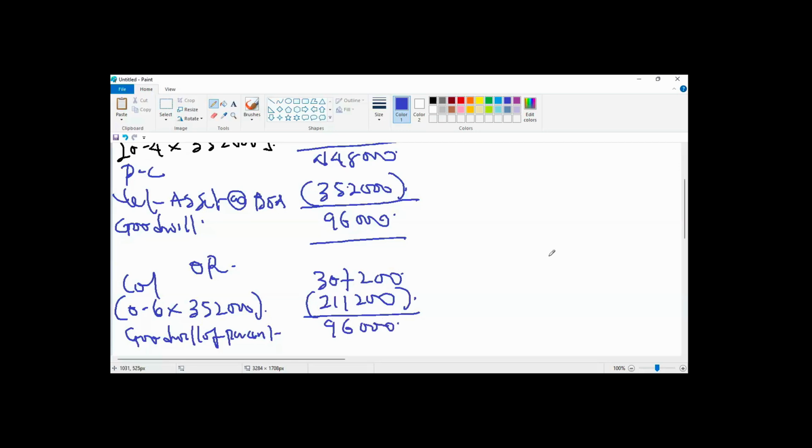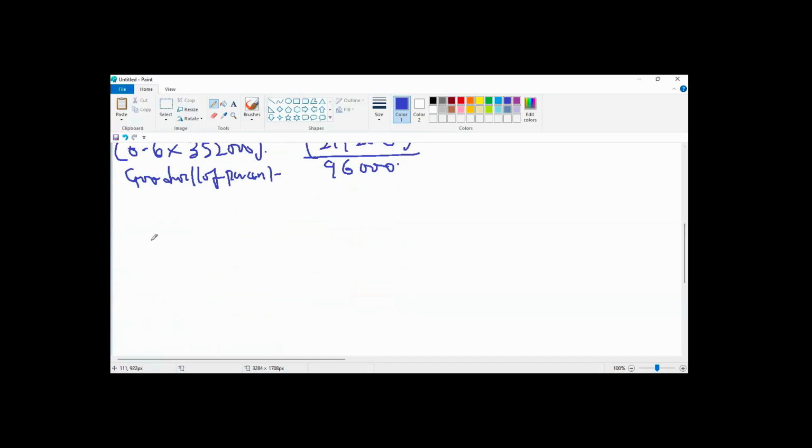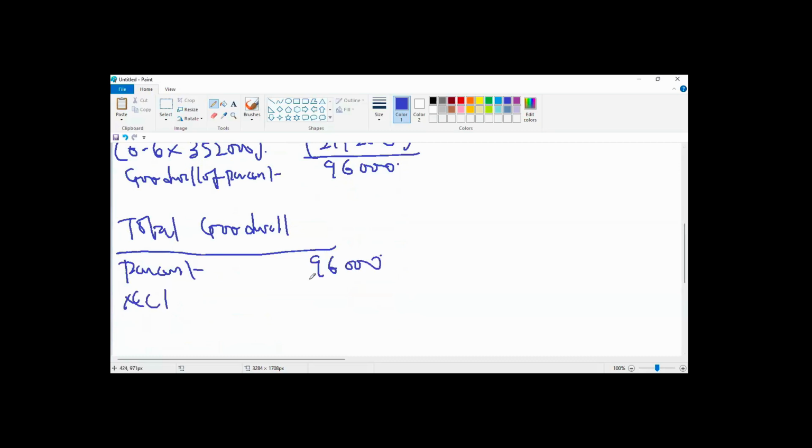Now, don't forget the total goodwill to be reported is at fair value. The total goodwill will now be parent goodwill, which is 96,000, plus that of the NCI given in the question, 48,000. So the total of the two will give me the total goodwill they will report: 144,000.